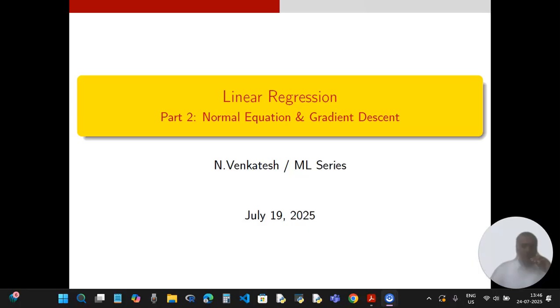In this lecture we have three parts. In the first part, we will be discussing the first approach to solve for the parameters of a linear regression, that is the normal equation approach. In the second part, the second approach to find the parameters of a linear regression, that is gradient descent. And in the third part, we will be discussing the practical implementation of the gradient descent approach.